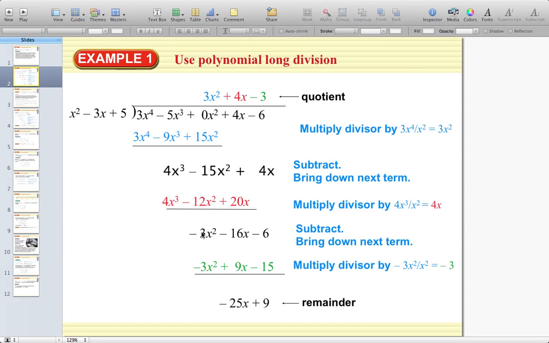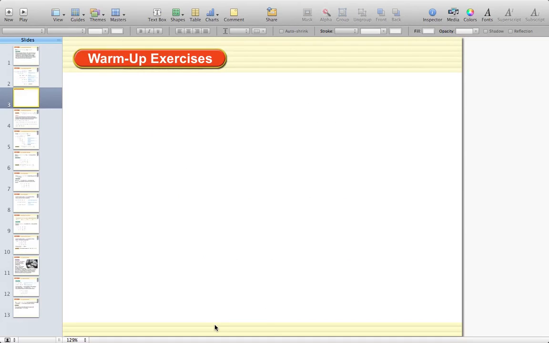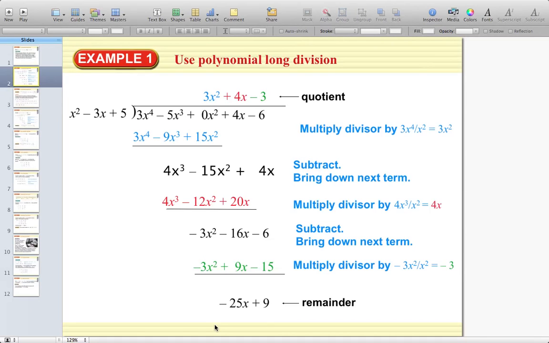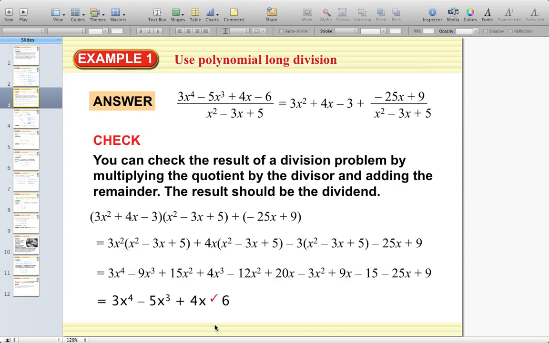Multiply what we need to, divide negative 3x squared by x squared, which gives us 3. Multiply all that out to get our subtraction, and we are left with negative 25x plus 9. And this is our remainder. Once we have the quotient and we have the remainder, then we will have our solution.